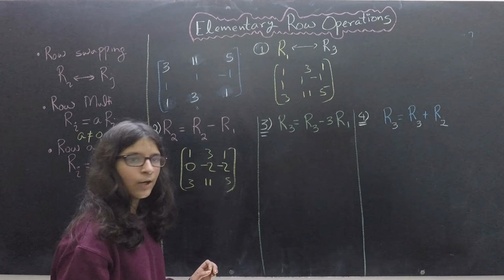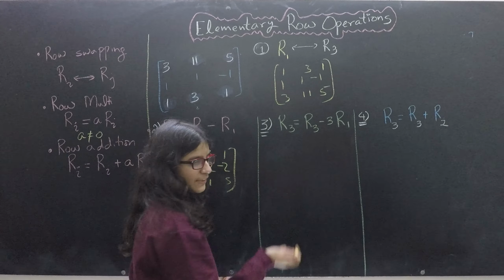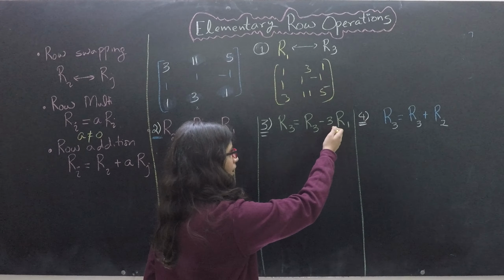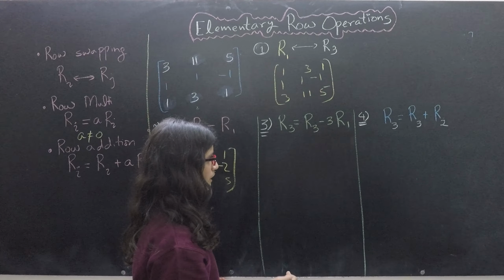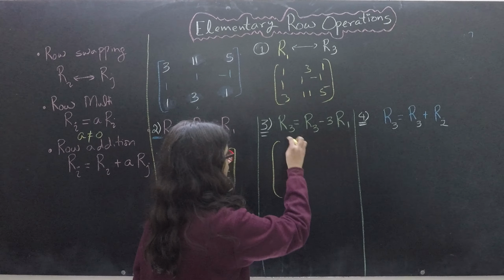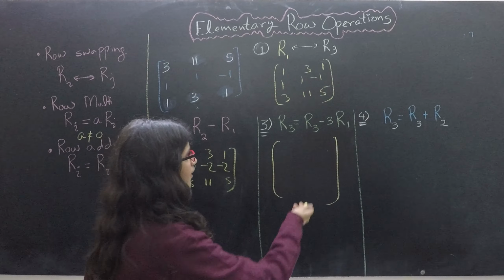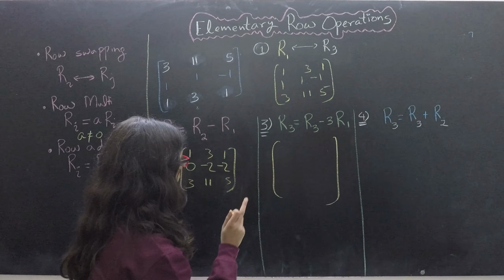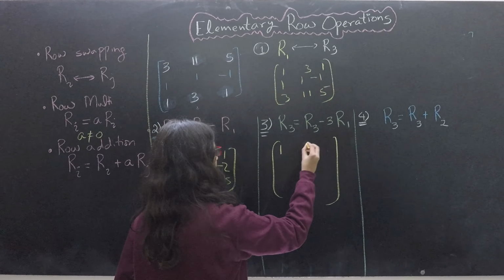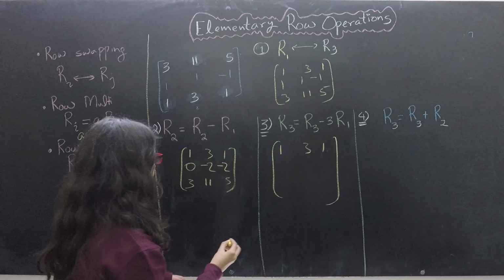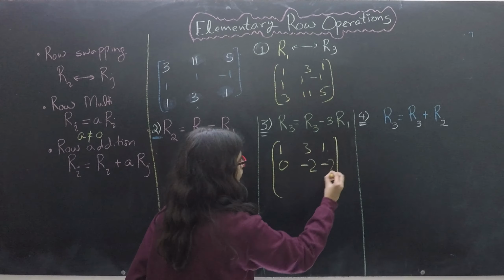Okay, now we're going to do question number 3, the next question. In this question, we're going to multiply row 1 with 3 and then subtract it from row 3, and the answer will be row 3. So now let's do it. Row 1 and row 2 will remain the same, so we'll just write that real quick: 1, 3, 1, and then 0, minus 2, and minus 2.